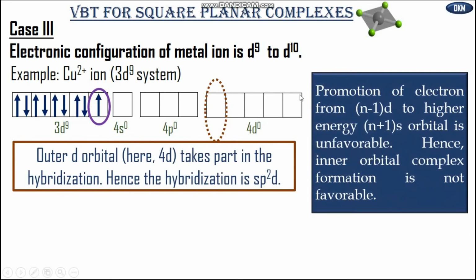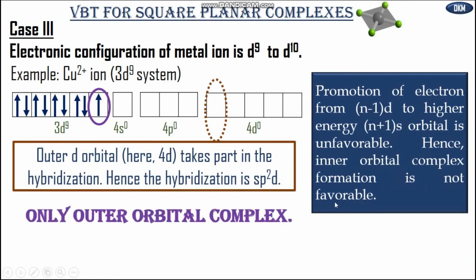But the total bond stability in square planar complex is less than that of octahedral complex, because in octahedral complex 6 metal ligand bonds are present, whereas in square planar complex 4 metal ligand bonds are present. And for this, promotion of this electron into a higher energy orbital is impossible. As a result, inner orbital complex formation is not favorable. So we can conclude that metal ions having electronic configuration d9 to d10 always form outer orbital square planar complex.